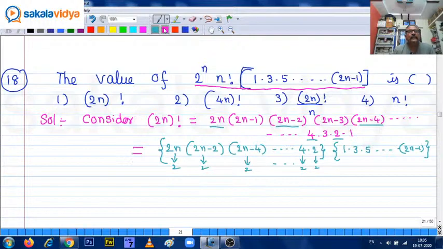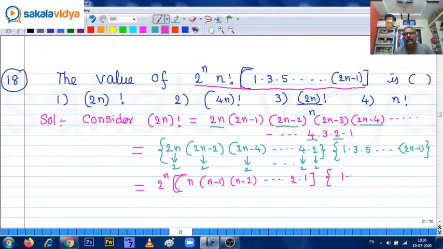So this can be written like this. If you take 2 common from each of the factors, we get 2 raised to n and we get n times (n minus 1) and (n minus 2) and so on down to 2 into 1, into 1 into 3 into 5 into 2n minus 1. So just if you observe n into (n minus 1), (n minus 2) and so on, 3 into 2 into 1 is nothing but n factorial.